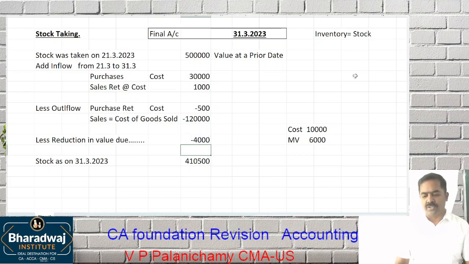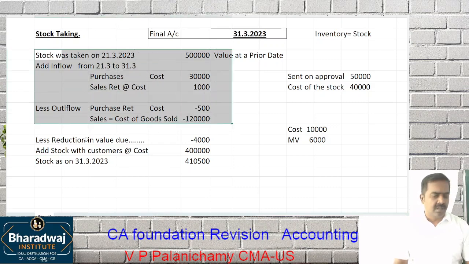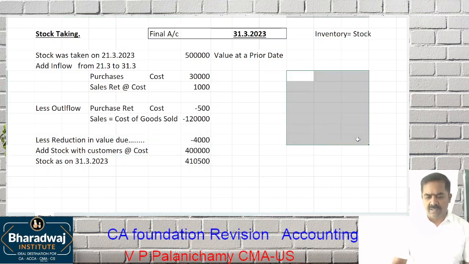What is the reduction in value? 4,000. Okay, let us assume you send some goods on approval basis to the customer. Goods sent on approval, lying with the customer, about 50,000 rupees. Cost of the stock is, let us assume, 40,000. You will include this stock: add stock with customers at cost. Stock with customers at what? Cost, you will include it. But the basic adjustments are add inflow minus outflow. Other things depend on the question. This is stock at a prior date.